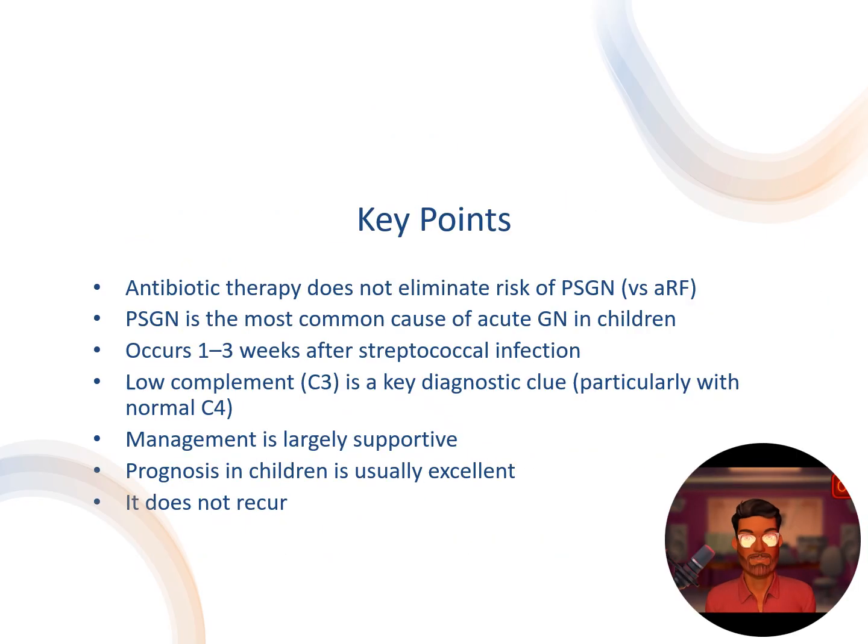Some of the key points: antibiotic therapy does not eliminate the risk of PSGN, as opposed to rheumatic fever. PSGN is the most common cause of acute GN in children. It occurs 1 to 3 weeks after strep infection, or 3 to 6 weeks if it's a skin infection. Low complement is a key diagnostic clue, particularly with normal C4. Management is usually supportive, and the prognosis in children is typically excellent, and it does not recur.